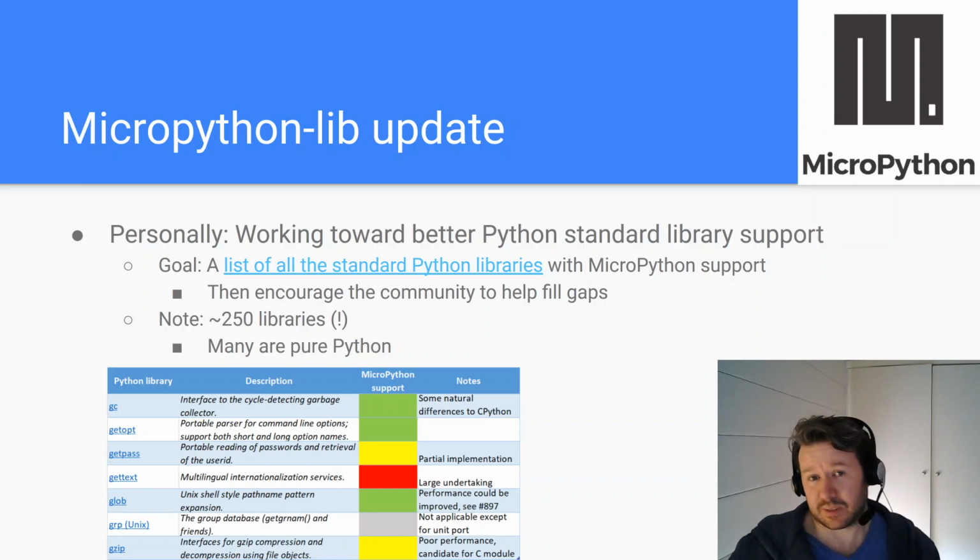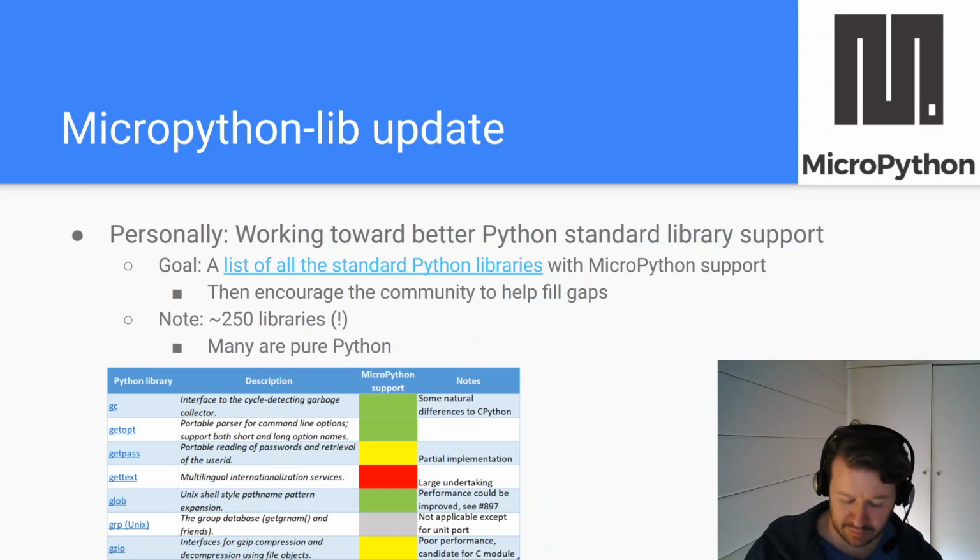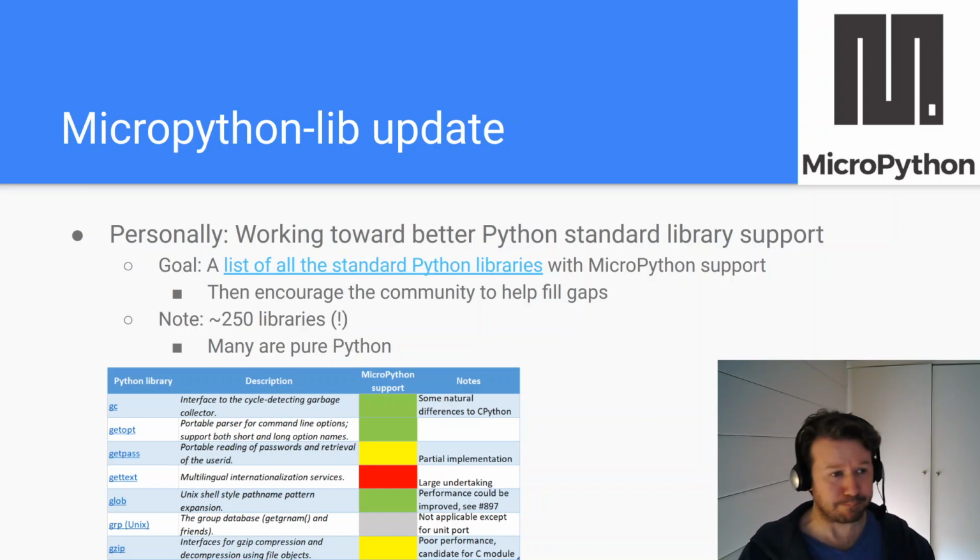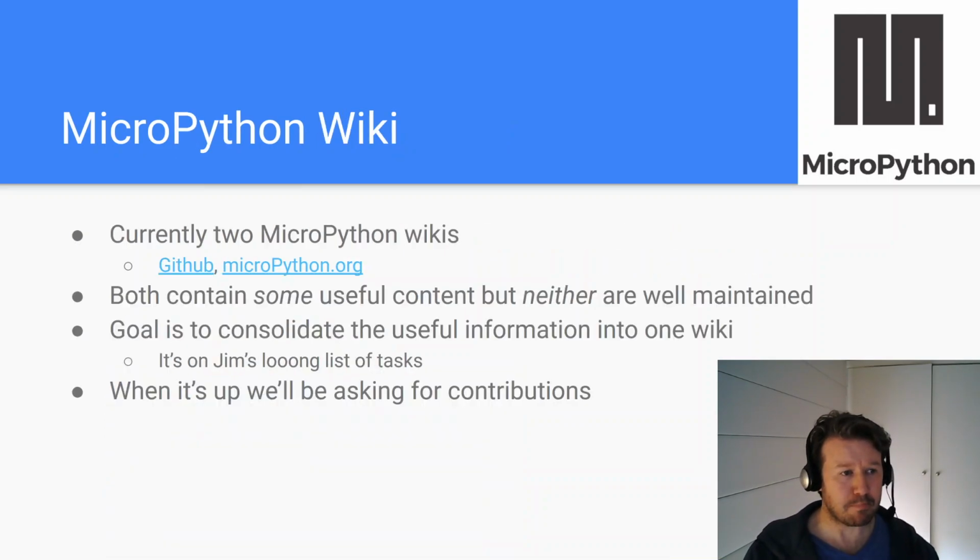And then I'd like to think we could sort of start backfilling that as a community. There are 250 libraries, so this is not a small undertaking, but a lot of them are pure Python, so we can probably pull a lot of them in relatively easily. And if performance dictates that we need to write some parts in C, then that's fine too. Anyway, MicroPython did some effort to try and make that a bit better.